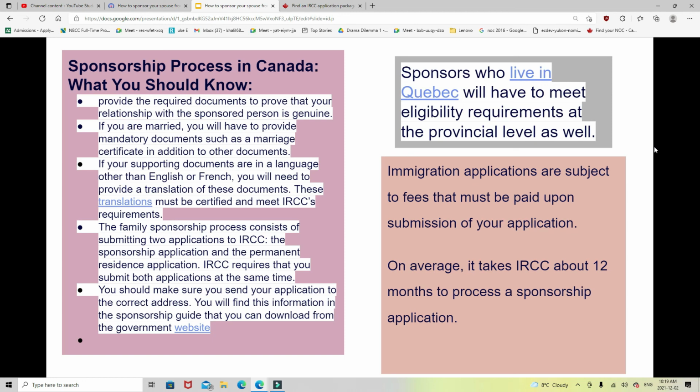And there are 2 applications you will submit. One is a sponsorship application, another one is the permanent residence application for your spouse. IRCC takes about 12 months to process a sponsorship application.